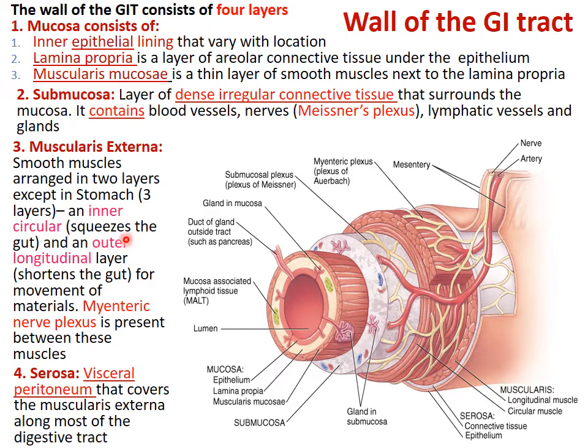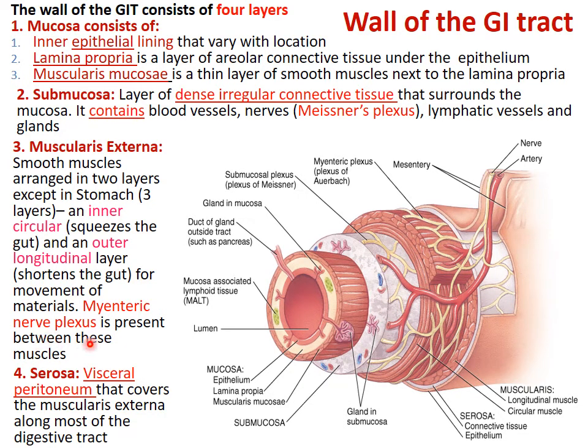The inner circular muscle squeezes the duct. When the circular muscle contracts, it compresses the content hard, and the outer longitudinal muscle shortens the gut for movement of the material. So peristaltic movement is the combined effect of both of them. The longitudinal one is actually for pushing and the circular for crushing.